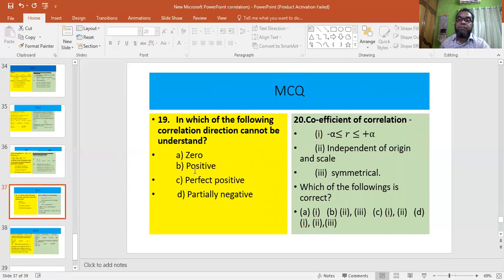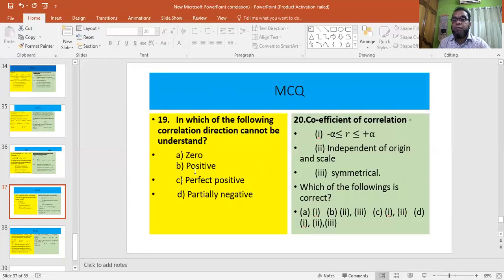Number 19. In which of the following is the correlation direction not understood? Zero, positive, perfect positive, partial negative. In case of zero correlation, we cannot understand the direction. Zero correlation means there is no relation, so we don't know the direction of the two variables.